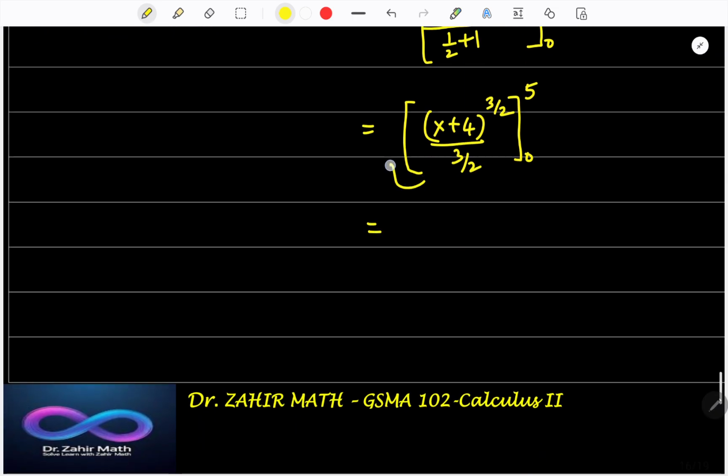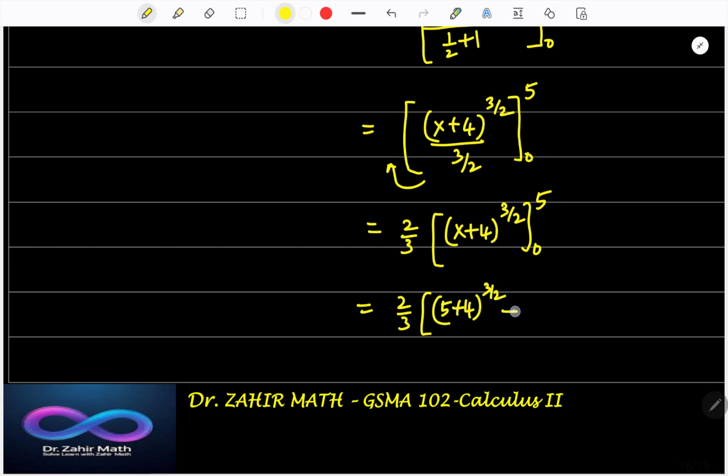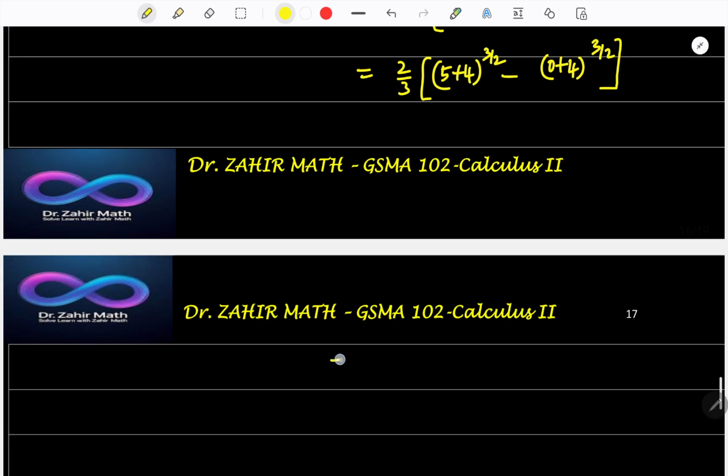So this equals, let me flip this, 2 over 3, and then this is x plus 4 to the power of 3 over 2, 0 to 5. This equals 2 over 3, upper limit minus lower limit. So what's your upper limit? 5. So 5 plus 4 to the power of 3 over 2 minus lower limit is 0 plus 4 to the power of 3 over 2. So upper minus lower, put everything in the calculator. Let me put in the calculator.